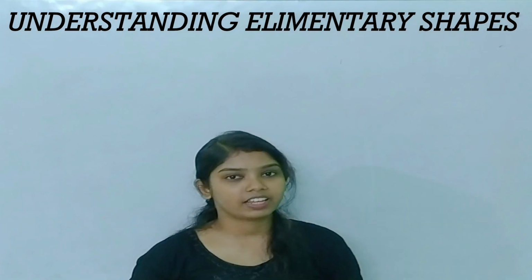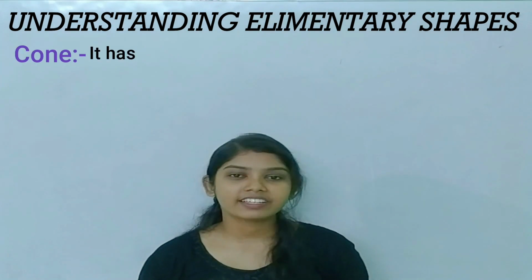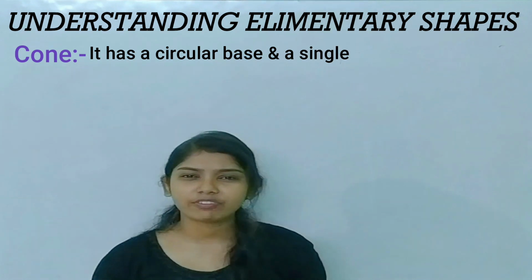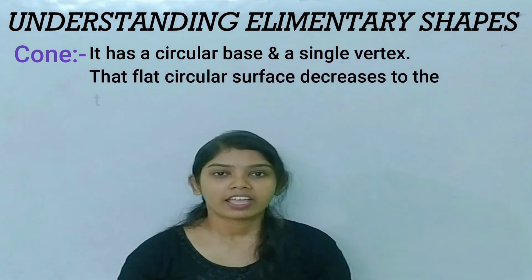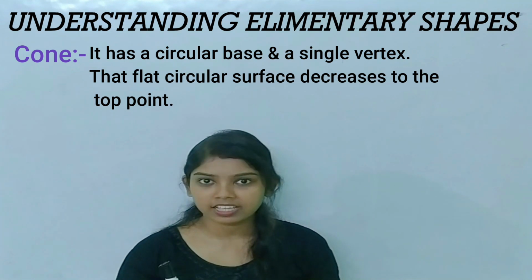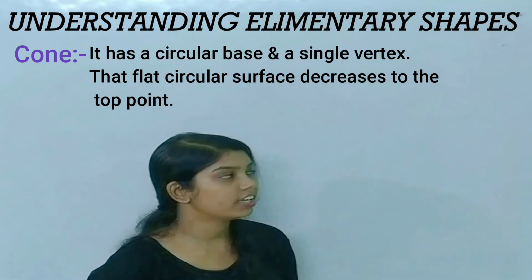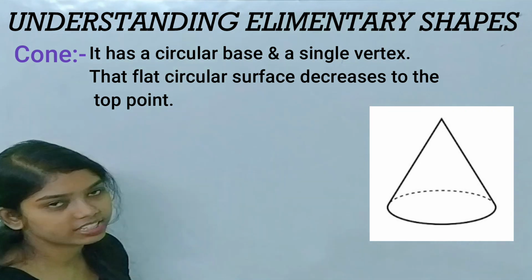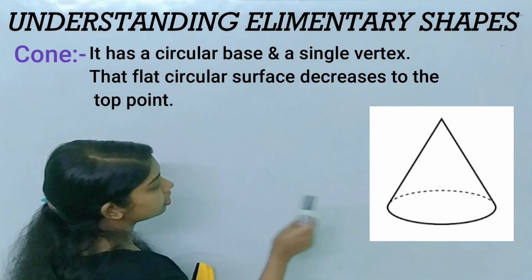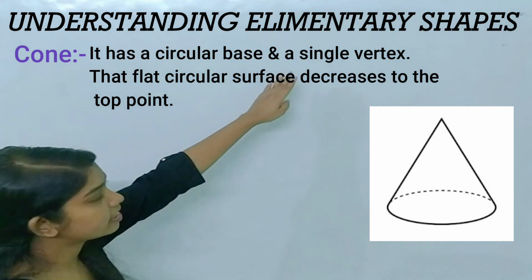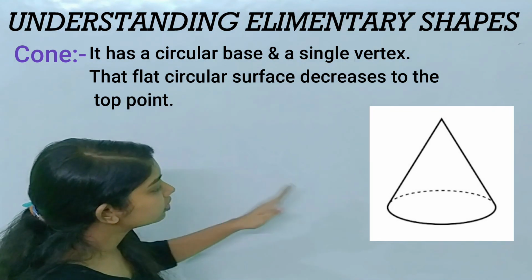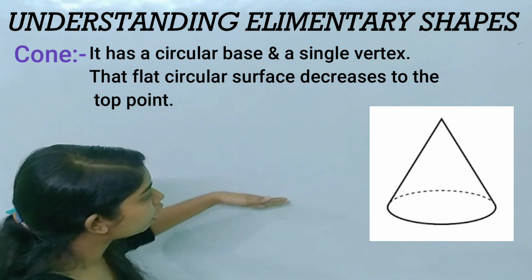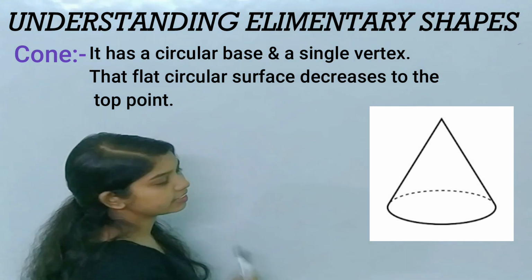Alright? The next topic is cone. It is a 3D object. Have you ever seen a birthday cap? Which is nothing but a cone. Okay? It consists of a circular base and a single vertex. Here a picture of cone is given which consists of a circular base and a single vertex. Okay? It consists of 1 vertex, 1 circular face and 1 curved face, also 1 edge.